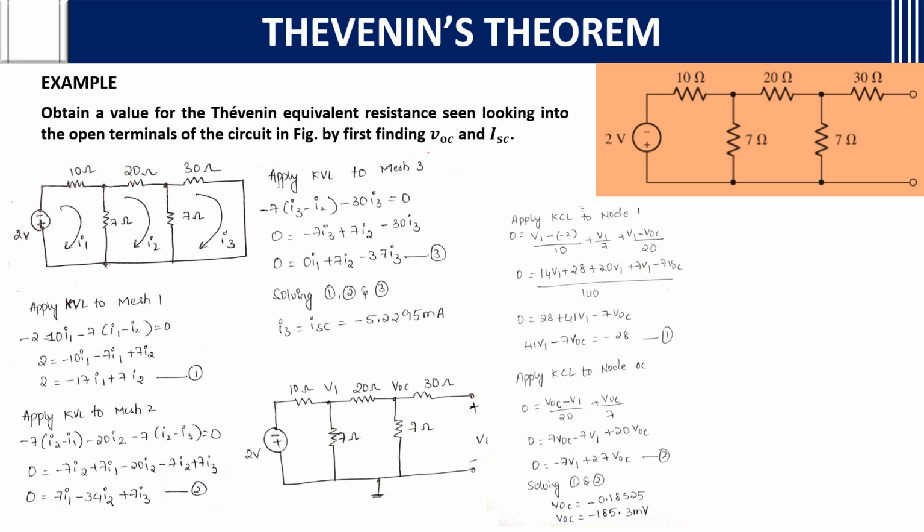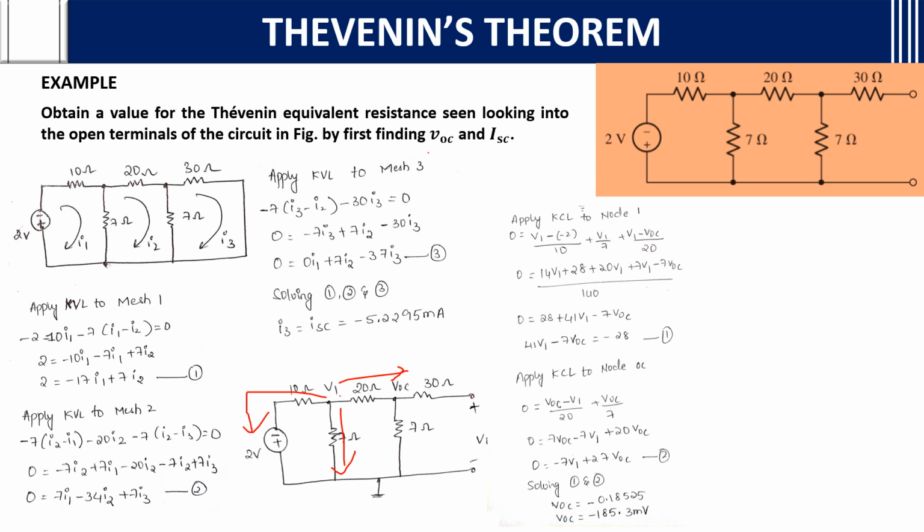Apply KCL to node 1. Here, if you see, there is no incoming current source anywhere, so 0 equals the outgoing currents. Consider all the others as outgoing currents. If this is an outgoing current, this is also an outgoing current, and this is also an outgoing current from the node.